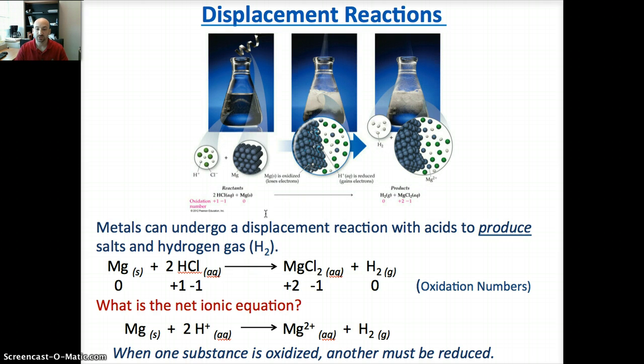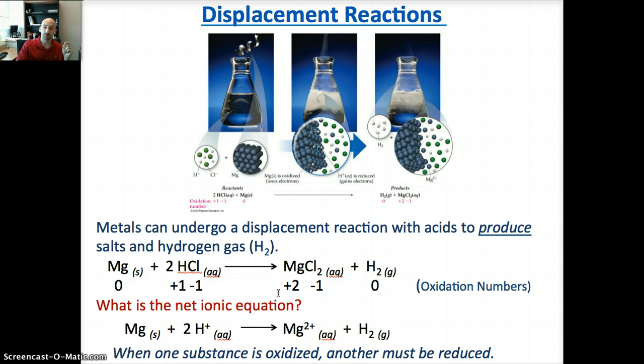A number of metals undergo these displacement reactions with acids to produce a salt plus hydrogen gas. When magnesium metal reacts with hydrochloric acid, it produces magnesium chloride, the salt, and hydrogen gas. If we assign oxidation numbers using this bookkeeping system for electrons, we can see that magnesium originally has an oxidation number of 0, and in the product it now has +2. That means the atom has lost electrons and must have been oxidized, because oxidation is loss of electrons.